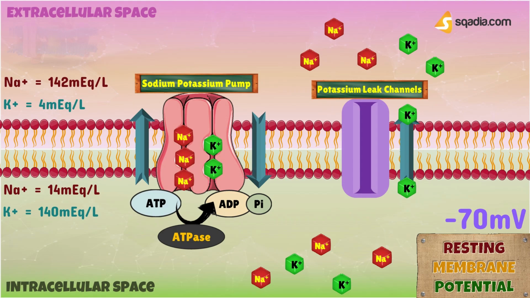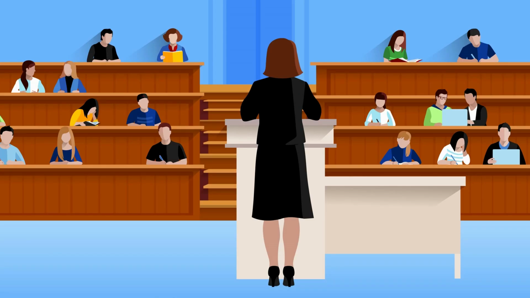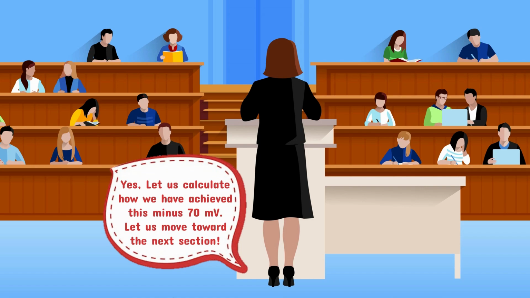And why are we saying that this value is negative? This is because the inside of the cell is negatively charged. The negative charge represents that there is negativity inside the membrane, and in order to minimize this charge, we need to move positive charges inside the cell. This is where action potential will kick in. But that is the topic for another day.